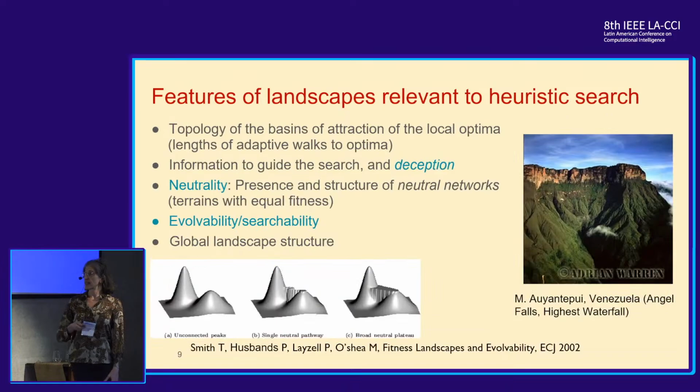Other features of landscapes: the topology of the basins of attraction, the notion of deception, the notion of neutrality or presence of large plateaus that have the same fitness, and the idea of global structure. So this is a tutorial, and in principle all of these metrics have a definition and a way of computing it. I will concentrate on local optima networks, but I wanted to give you a general introduction. Normally, if you want to compute these metrics, you have to do what is called random walks. You have to sample the search space. And there are several metrics that you can compute: correlation for measuring ruggedness, metrics of neutrality, etc.